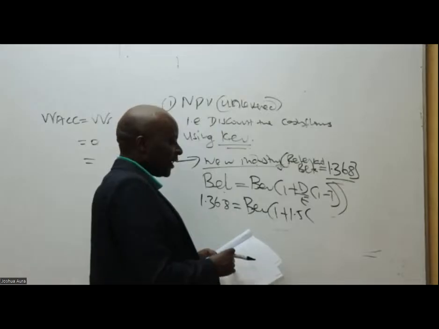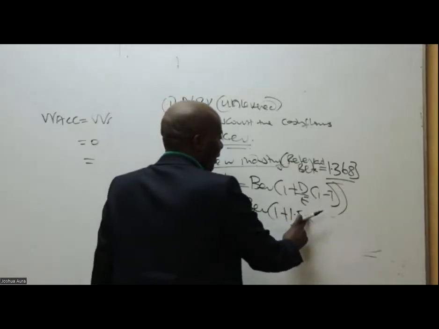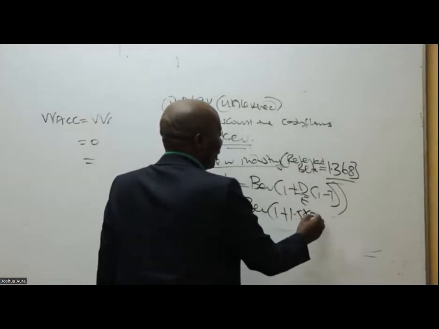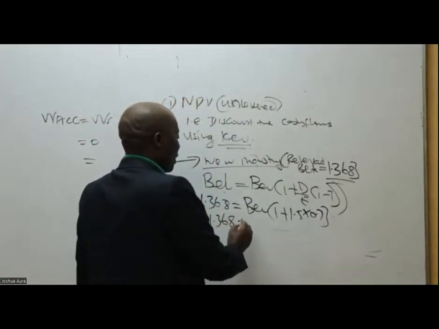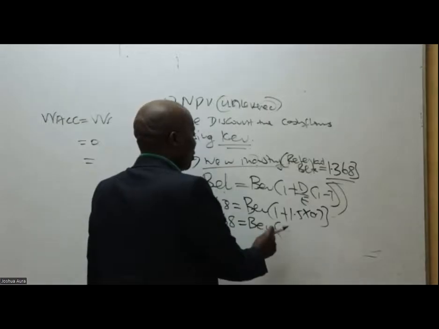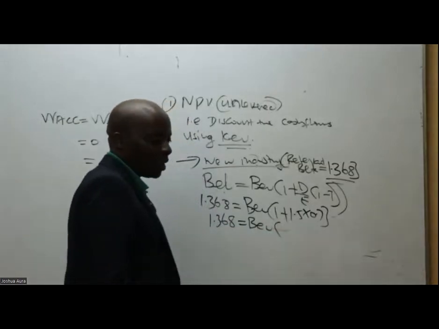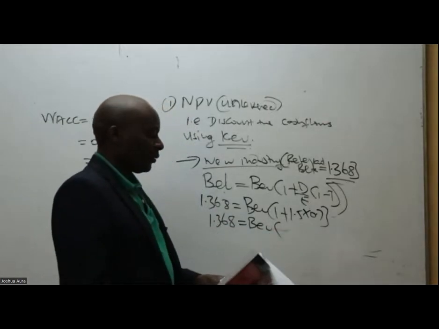The corporation tax rate is 30%. So if it's 30%, then this should be 0.7 like that. So then 1.368 equals beta unlevered times this and this. It gives me what figure?